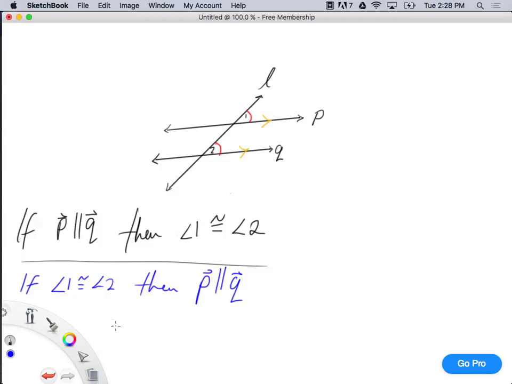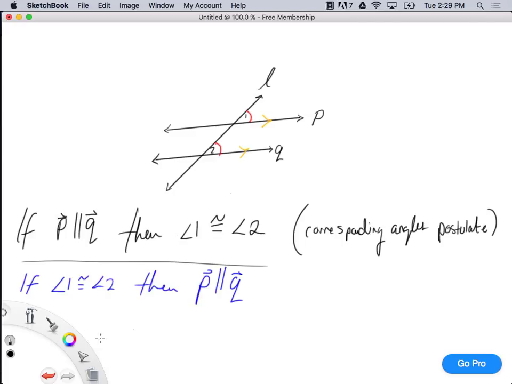Okay, let me write that down. That's the corresponding angles postulate. And the corresponding angles postulate says that if these two lines are parallel, then the corresponding angles are congruent. You guys agree with that? Right?